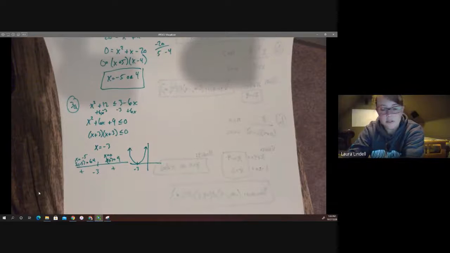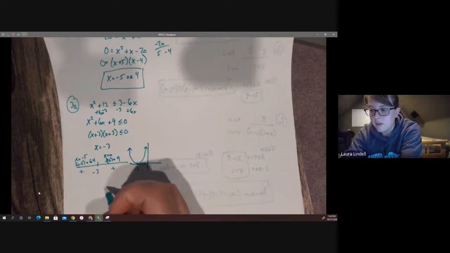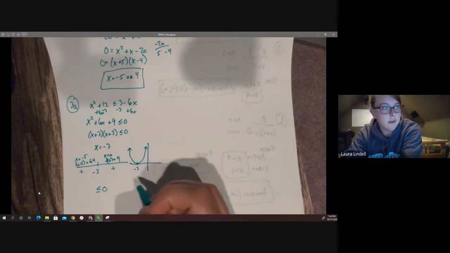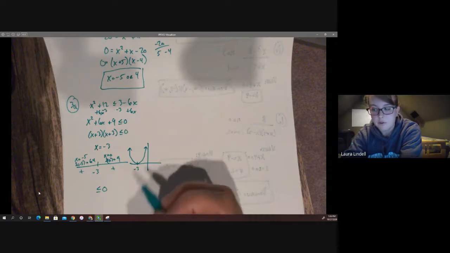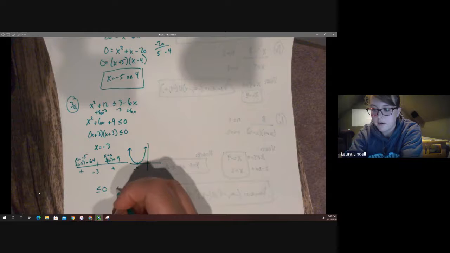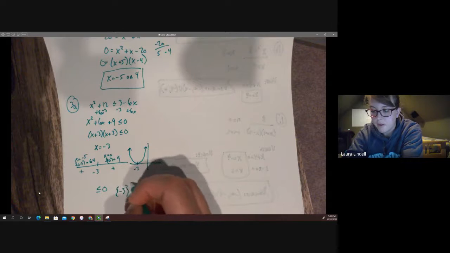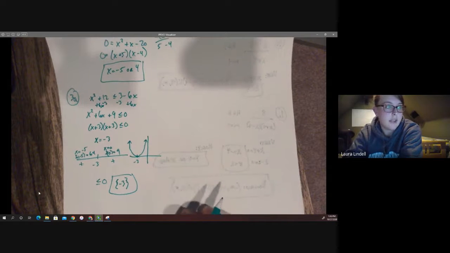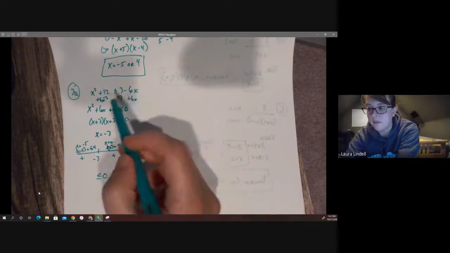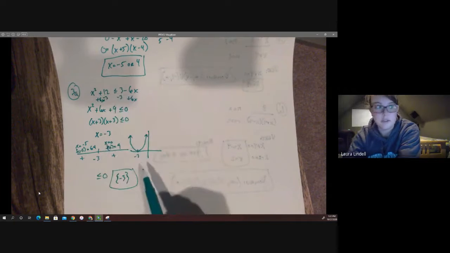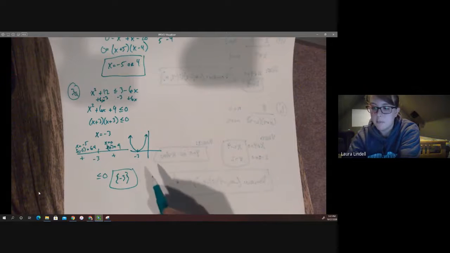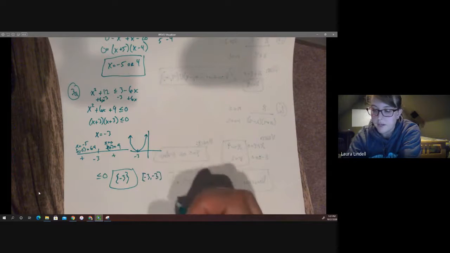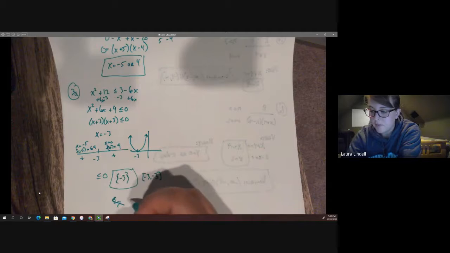So if I know this, then I'm looking for places where this function is less than or equal to 0. Is this function ever less than 0? No. Is it ever equal to 0 though? Yes, at -3 right here. So -3 would be the only place where x satisfies this. So you could write it like that.